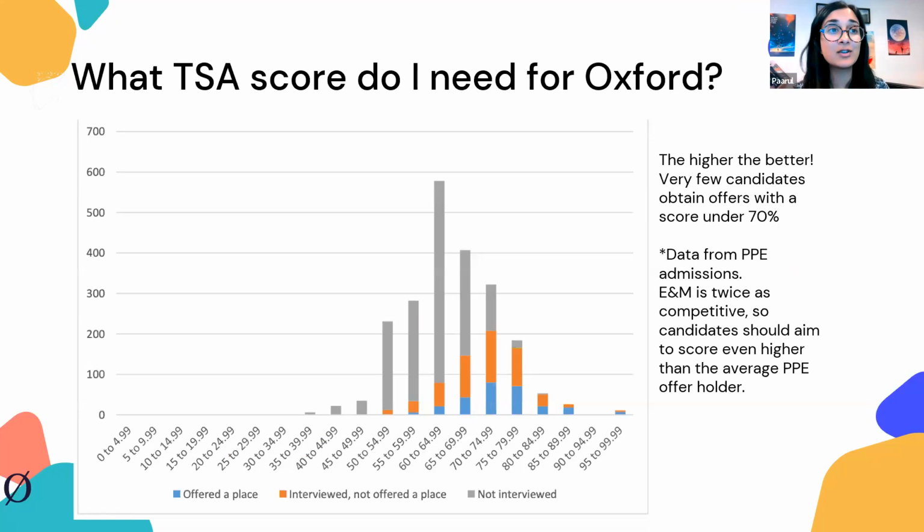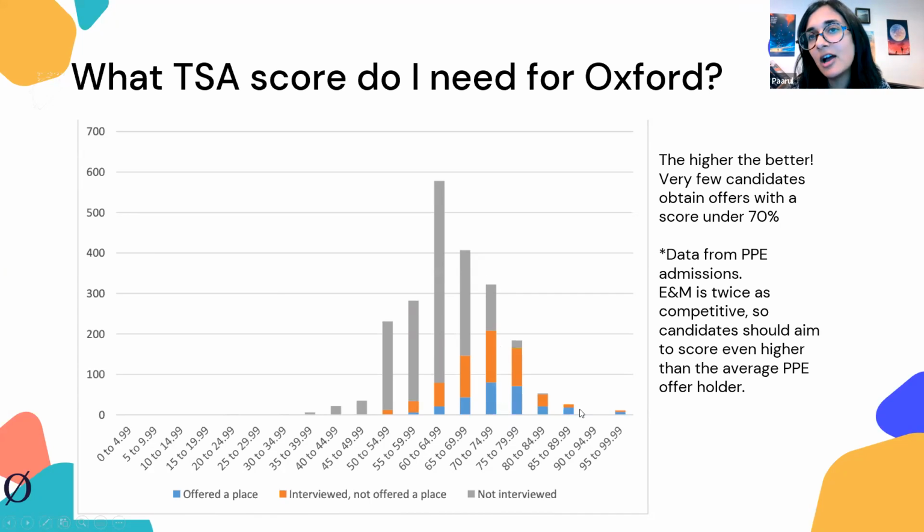So we couldn't find a graph for E&M, but E&M is doubly competitive compared to PPE, and this is the graph for PPE. Looking at this very quickly, the gray bars are people who did the TSA but weren't interviewed. Then the orange bars were people who were interviewed but not offered a place, and the blue bars are people who were interviewed and got a place for PPE. So we can see that even at gaining a mark of 70 to 75, you only had around a 1/5 chance, a 20% chance of getting an offer for PPE, but you had a much higher chance of being interviewed. You had about a 66% chance of being interviewed, 2/3.